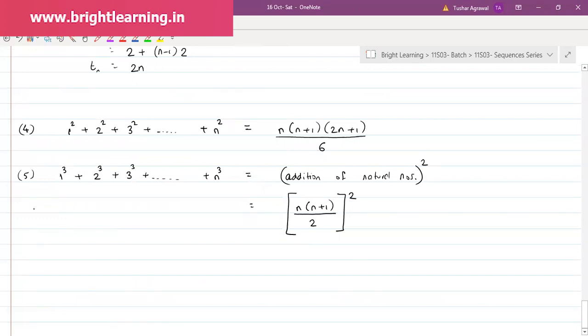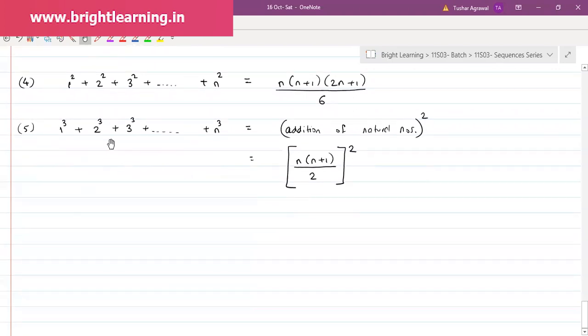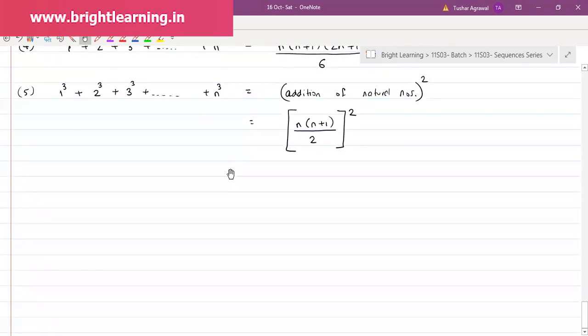Now what is the proof of this formula? I will tell you how the proof of the fourth one goes. The fifth one is derived on similar lines. On similar lines, you can derive for 1 raised to 4 plus 2 raised to 4 plus 3 raised to 4 up to n raised to 4. But those formulas, no need to memorize. Questions of that much calculation level will not be asked. Up to squares and cubes you should memorize. Fourth power we will avoid because that much is not needed.